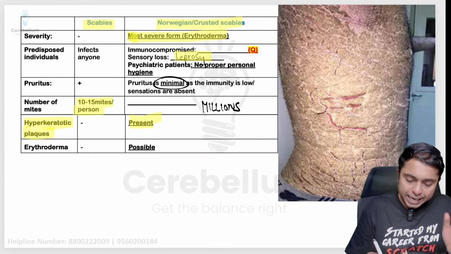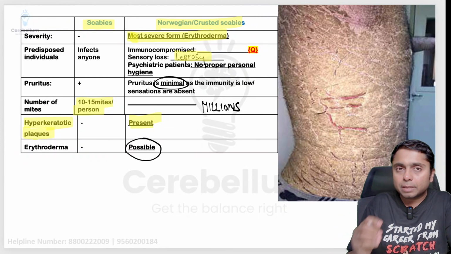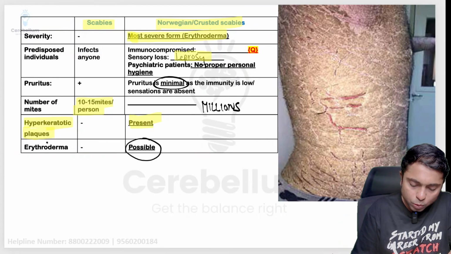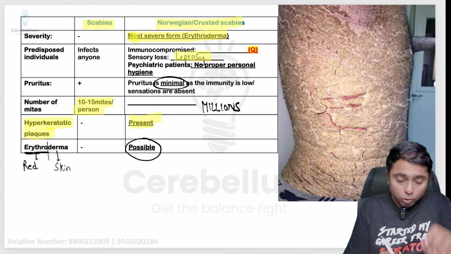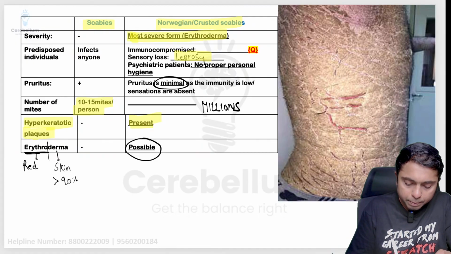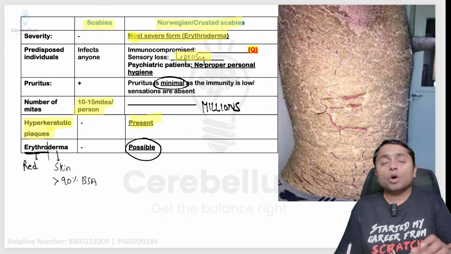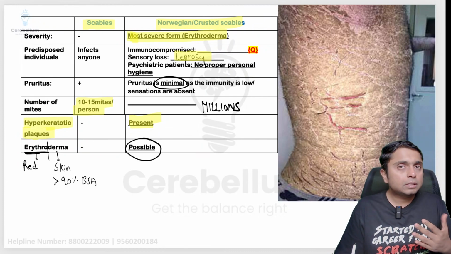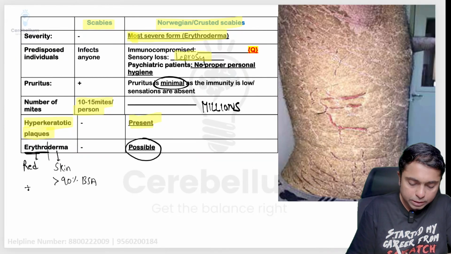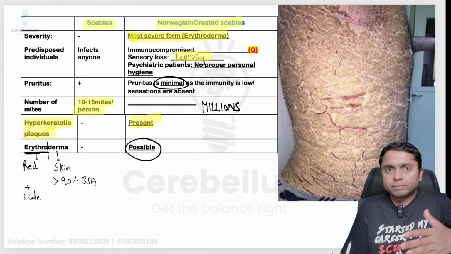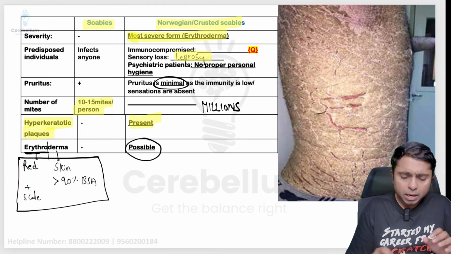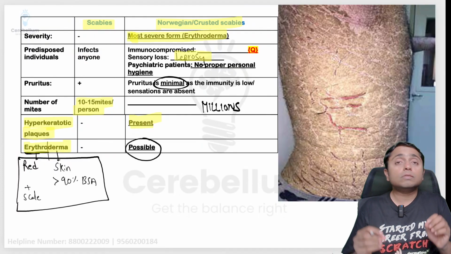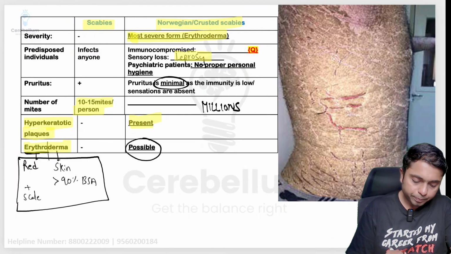Erythroderma. The development of erythroderma is possible in the patients of Norwegian scabies. What do you mean by erythroderma? Erythro is red, derma is skin. So more than 90% of the body surface area of the skin is going to be erythematous and also associated with scaling. If these features are seen in a given patient, we call it erythroderma, and Norwegian scabies is one of the important causes for erythroderma.